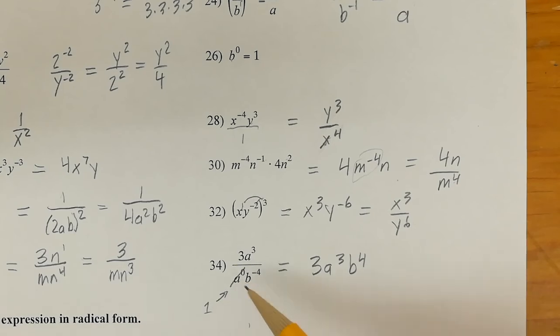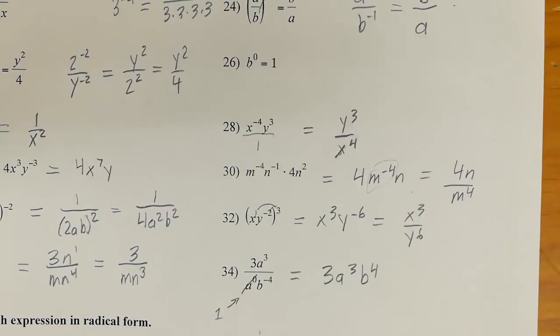This one was a little weird. We had an a to the 0. That basically just goes away and becomes 1. All right, so 1 times b to the negative fourth, which in a way I don't have to write that 1. And then this goes up top, so I just end up with this. Nothing left in the denominator. It'd be over 1, but you don't need to write that. All right.